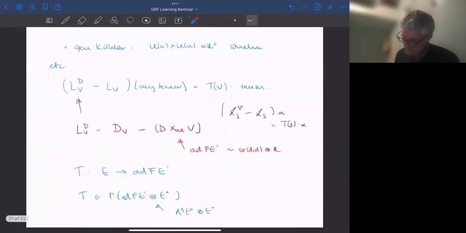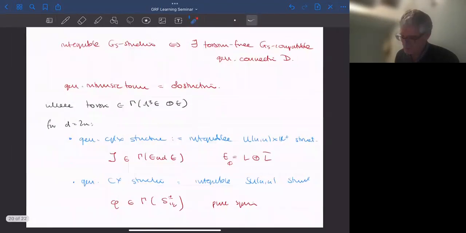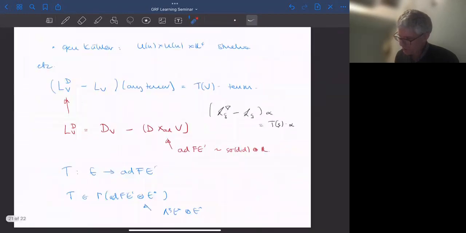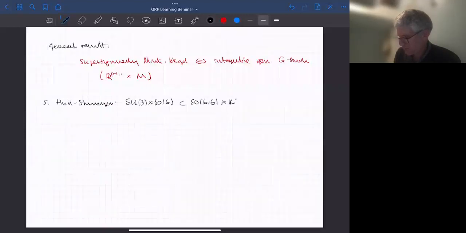Okay, so what I have to do now is tell you what structure appears for the Hull-Strominger system. So it turns out we want an SU(3) times SO(6) structure inside SO(6,6) times R plus.